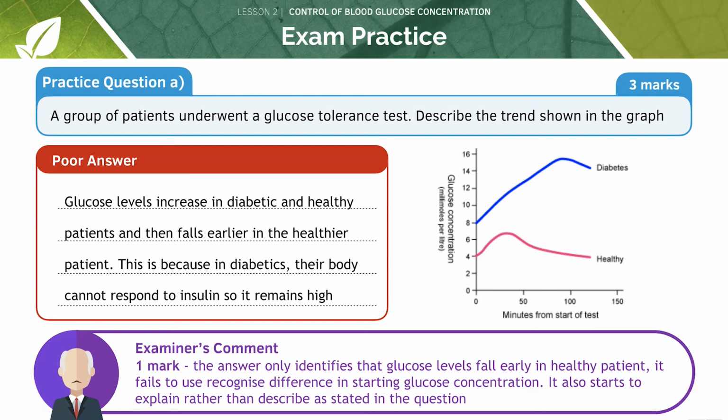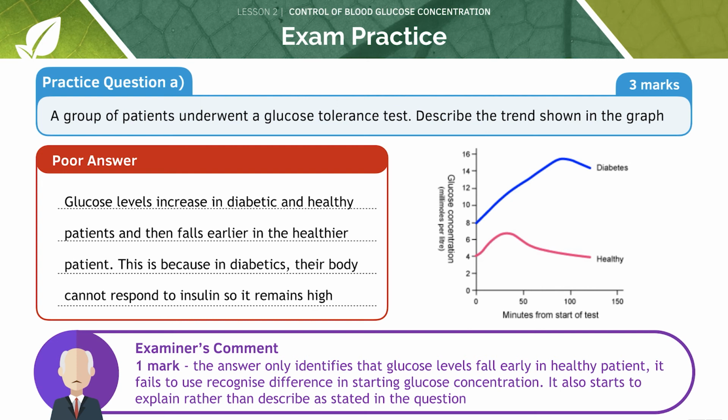Okay, so let's have a look at the poor answer. Glucose levels increase in diabetic and healthy patients and then fall earlier in the healthy patient. This is because in diabetics, their body cannot respond to insulin, so it remains high. So have a look at the examiner's comment here.